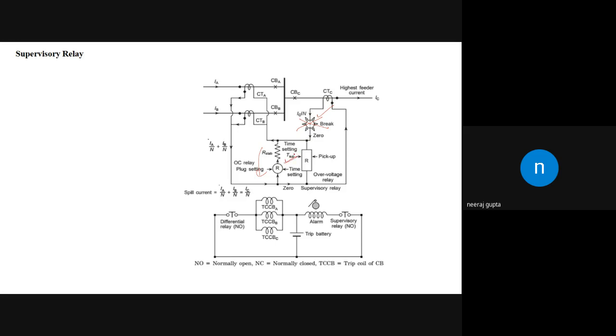In that particular time, the current is flowing and the voltage is across this relay. It is actually the over voltage relay, and as a result, it will suddenly trip because of that voltage, because the time of this supervisory relay is less than the other relay. So as soon as the spill current is there for a very small amount of time, it will operate that relay, and as a result, the whole circuit will be out. So this is the supervisory relay.